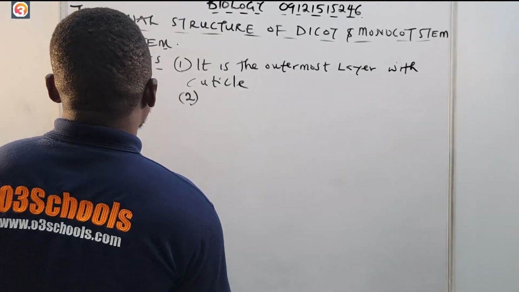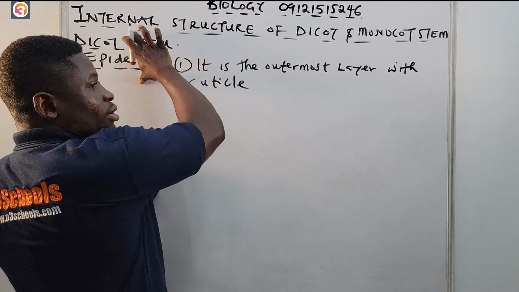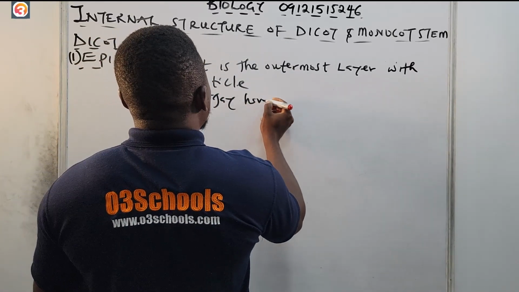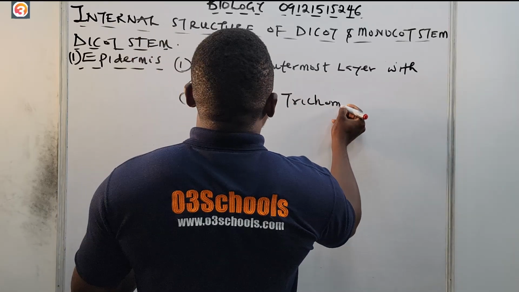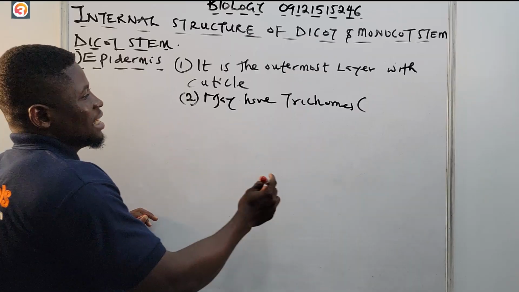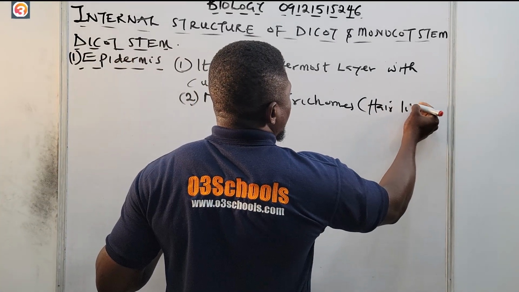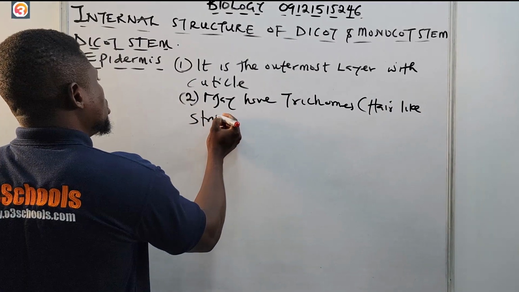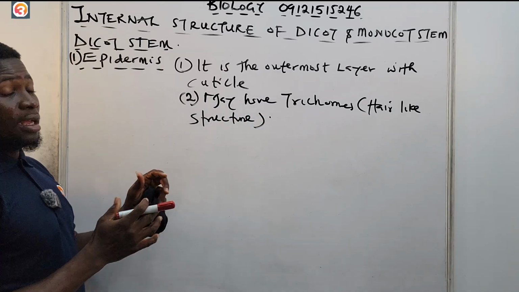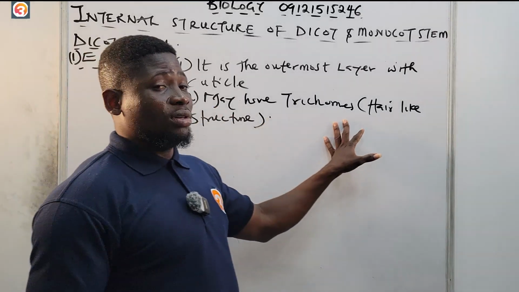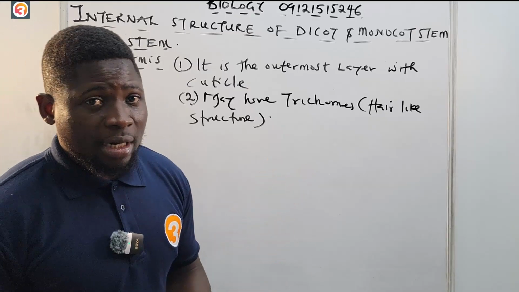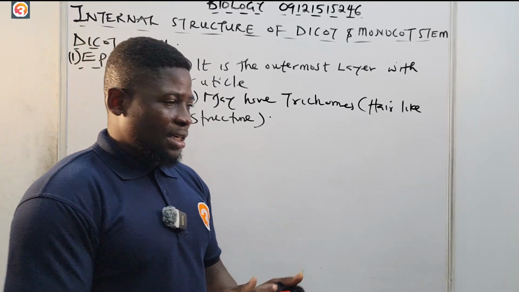Number 2, the dicot stem may have what we call trichomes. These trichomes are hair-like structures. So the epidermis of a dicot stem may have trichomes, the hair-like structures. We saw the hair structures on the dicot root.